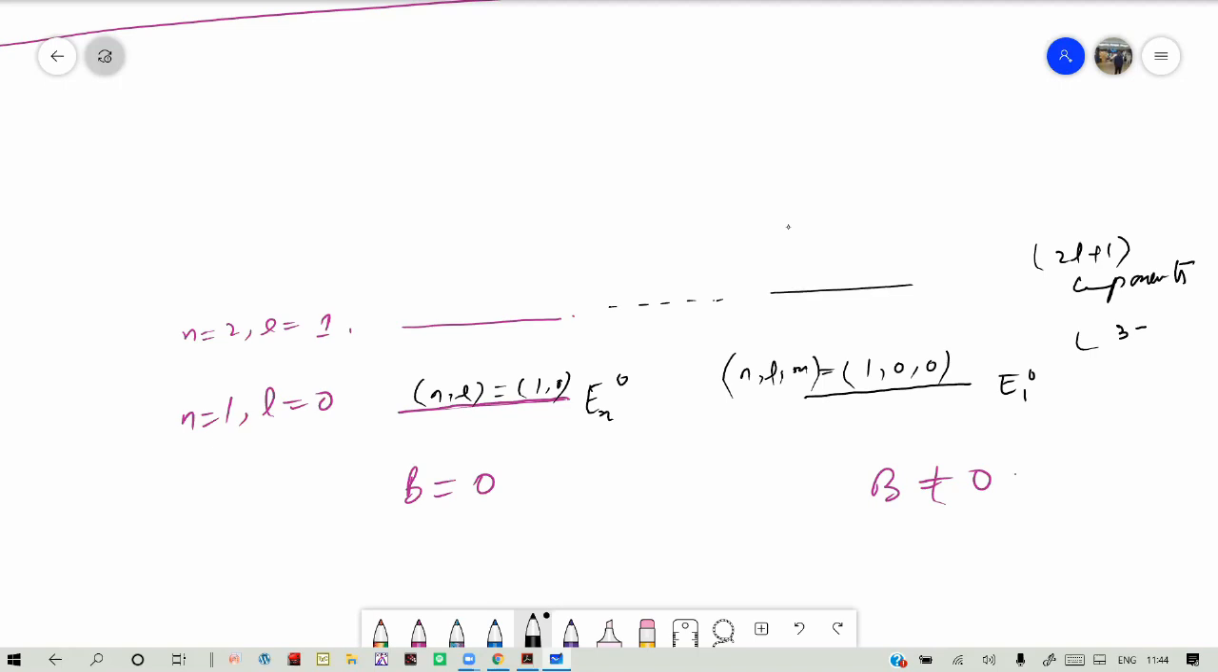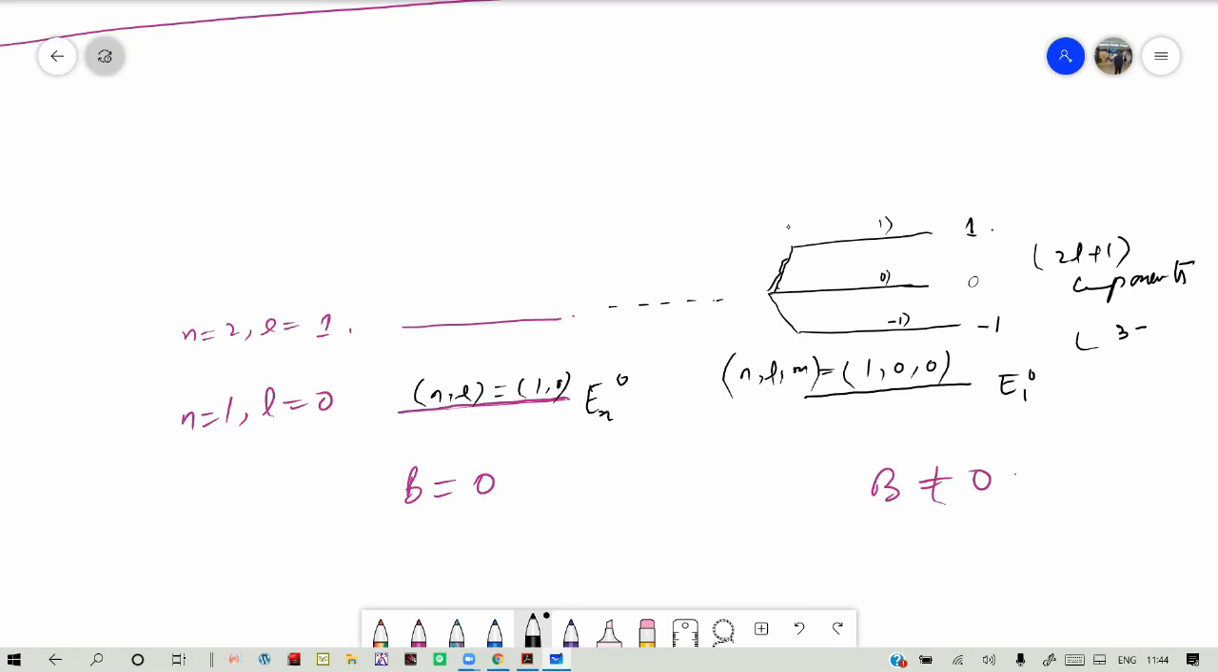Plus minus L: -1, 0, plus 1. So this is -1, 0, 1. Now check the degeneracy for L. L is 1, the maximum L. So we have N, L, and M states. This is -1, this is 0, this is 1.